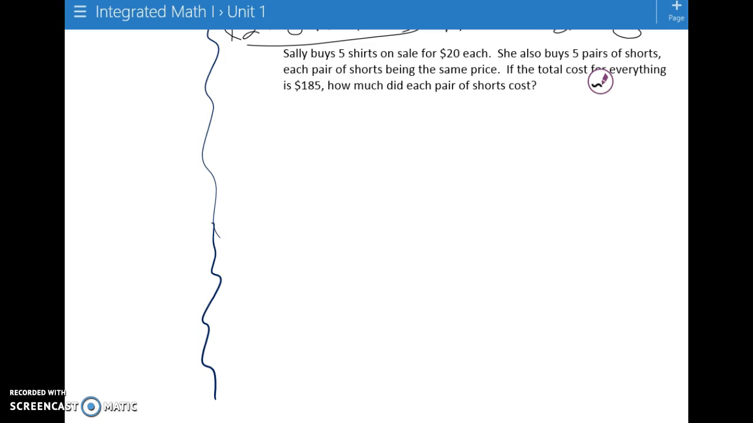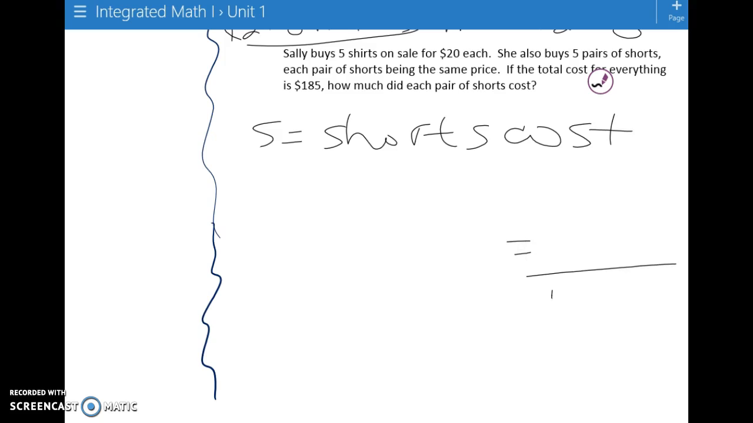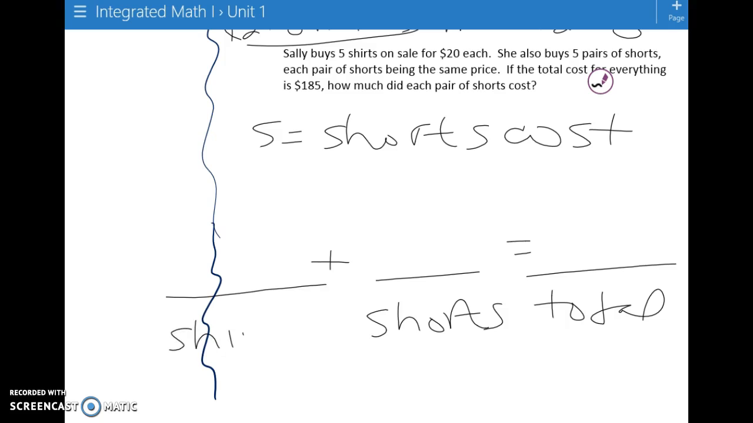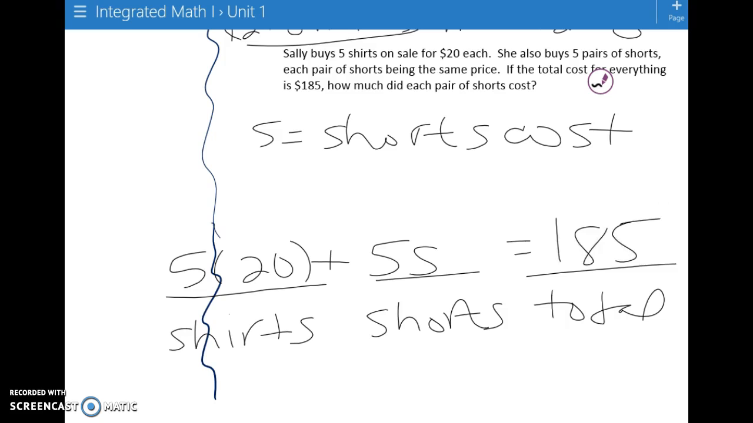Okay, so let's go for it. What are we looking for? How much do the shorts cost? All right, what's the big picture? Her total is made up of shorts and shirts, right? And how much did the shirts cost? Well, it was 5 shirts, $20 each. So 5 times 20 would give me the shirts. The shorts, we know she bought 5 pair. And we don't know how much each pair costs, but we'll put S there, right? And it should all total to $185.